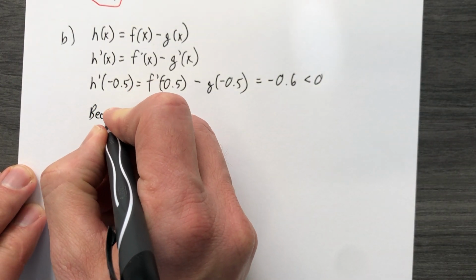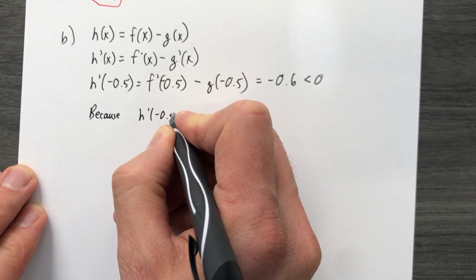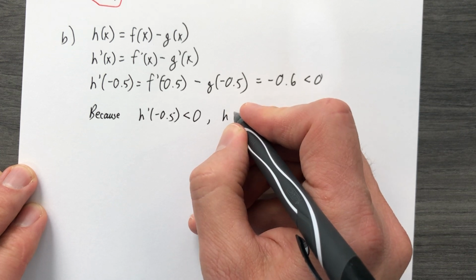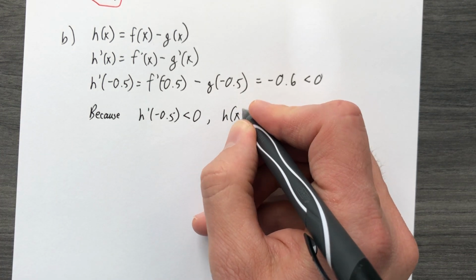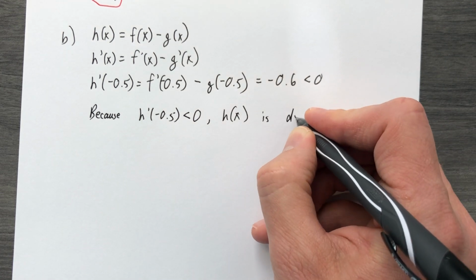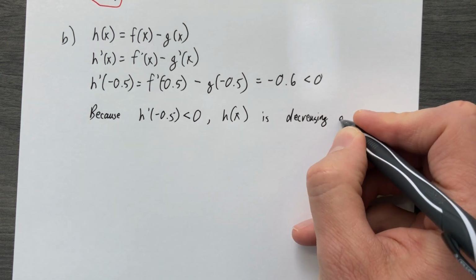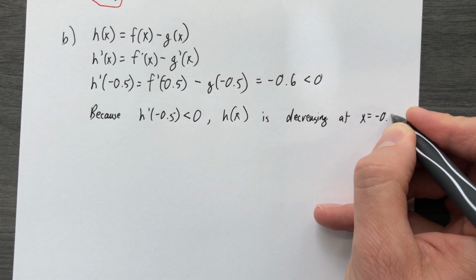Because h prime of negative 0.5 is negative, h of x is decreasing at x equals negative 0.5.